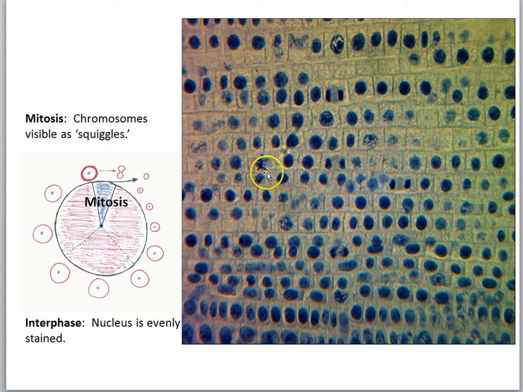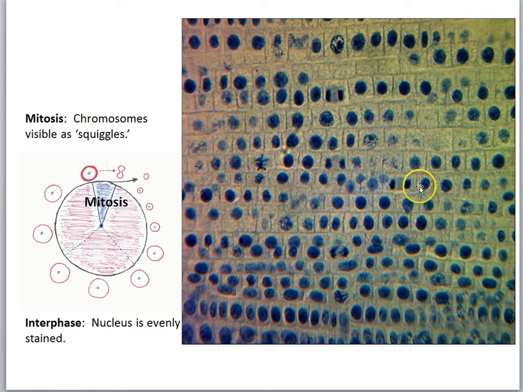However, there were some cells where you saw these little squiggles, and so scientists coined the term chromosome, meaning colored bodies. So these colored bodies are the chromosomes. And the suggestion was that sometimes you didn't see a nuclear membrane. Instead of seeing a nicely stained nuclear membrane, you see these colored bodies. So perhaps these colored bodies were inside the nucleus.